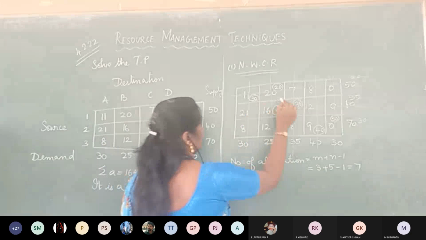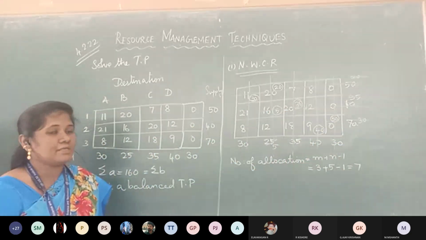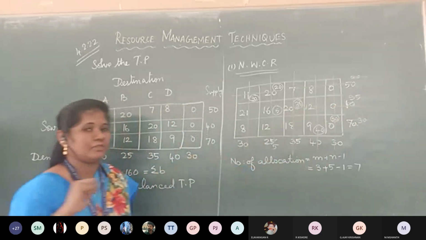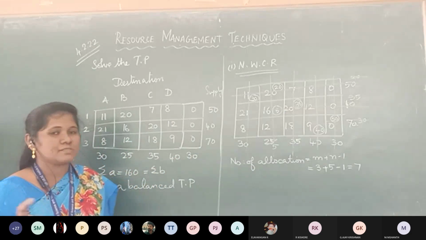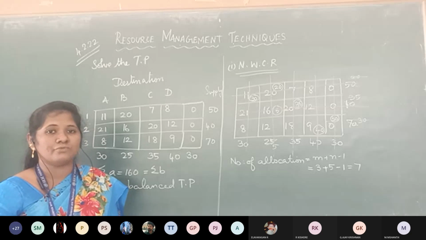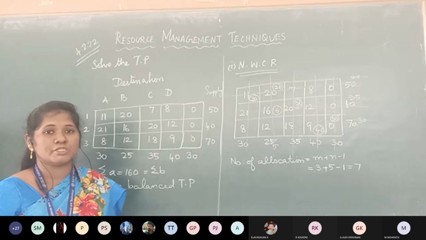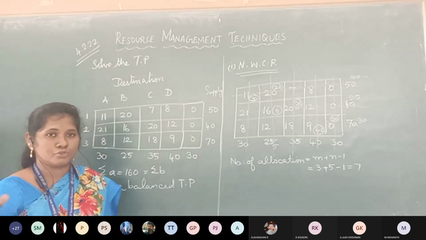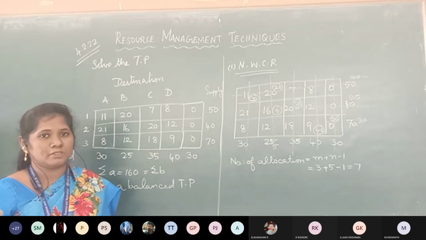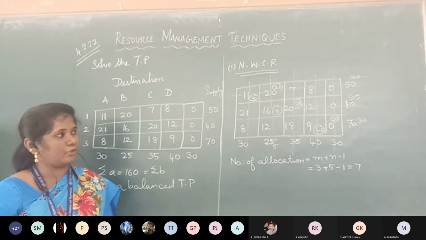But if you count here 1, 2, 3, 4, 5, 6. Only 6 allocations is there. Okay. Why 6 allocation is only there? Because 2 times here and here, you've got the same value. So 1 allocation got cut. Like this, if you're getting, this is called a degenerate basic feasible solution. Okay. If you're getting the number of allocation less than the value you should get, then that solution is called degenerate basic feasible solution. Okay, so write it near it or in the introduction part itself you can write.